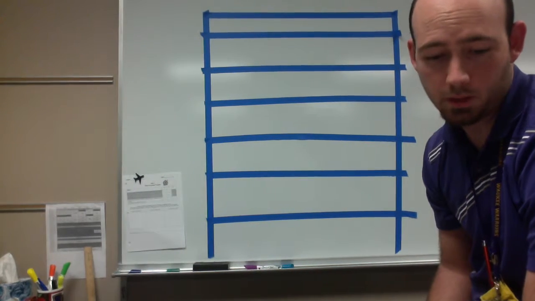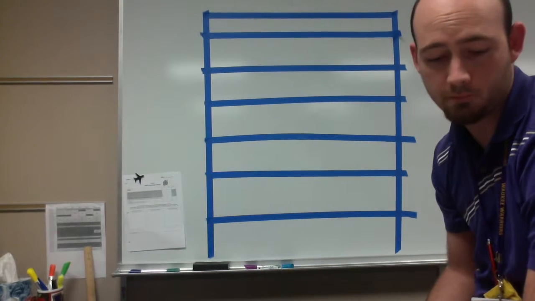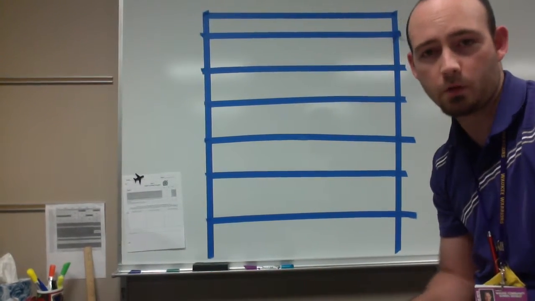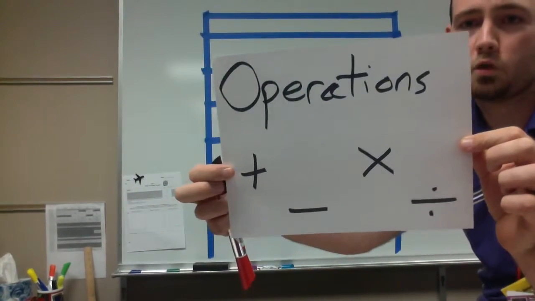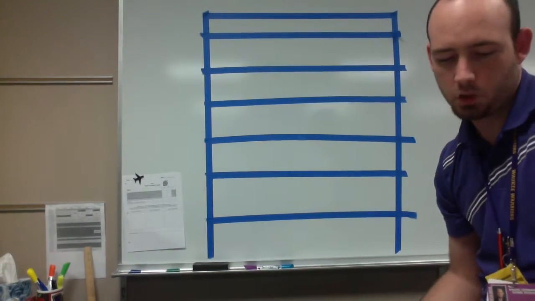Hey class, it's time to begin unit number 2. Today we're going to be looking at how different numbers can have many different names. The way that we find those names is we use numbers and we use different operations. So the operations that we're going to look at today are addition, subtraction, multiplication, and division. So let's look at an example.